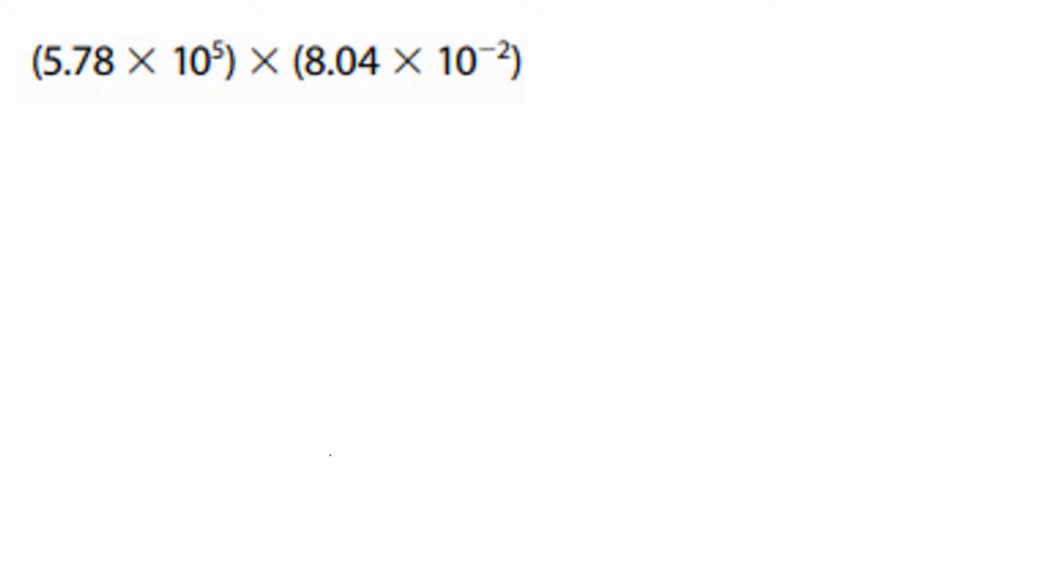So we start by typing in parentheses 5.78 times 10 raised to the 5th power. Remember, our little exponent looks like this on the right-hand side. And then close your parentheses. Times parentheses 8.04 times 10 raised to the negative 2nd power. Close parentheses. And we get the answer of 46471.2. Now, this answer is not in scientific notation.